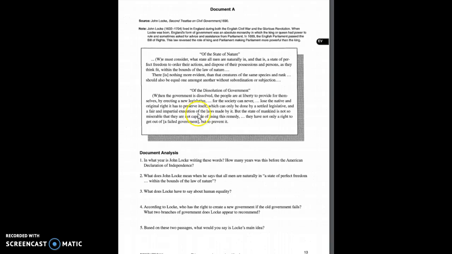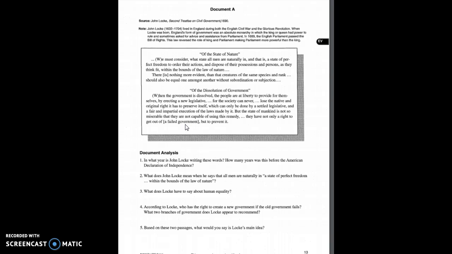The last portion it talks about, but the state of mankind is not so miserable that they are not capable of using this remedy. Okay, so remember, things aren't so bad where we can't necessarily step up and take charge of our government. We have not only the right to get out of a failed government, but also to prevent it. Now, to get out of the failed government, remember, John Locke in some of his other passages states that citizens have a moral obligation to change or overthrow the government if the government's not doing its job.